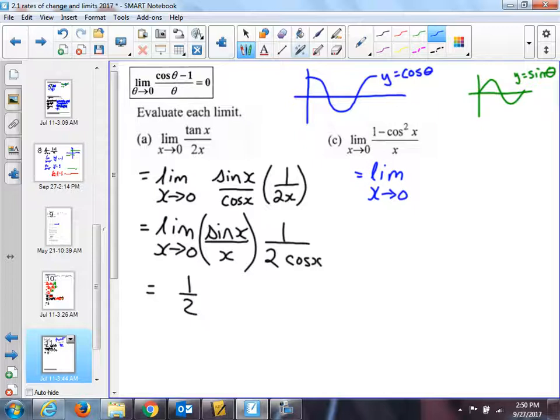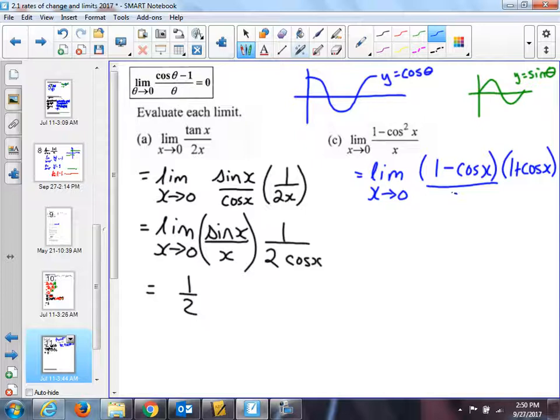X approaching 0. So if this was 1 minus b squared, it'd be 1 minus b, 1 plus b. Well, this is 1 minus cosine squared x. So 1 minus cosine of x, or x in this case, times 1 plus cosine of x.